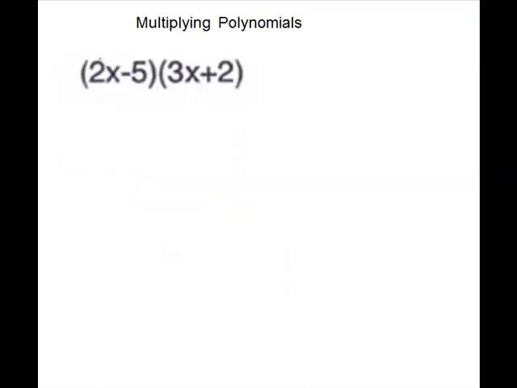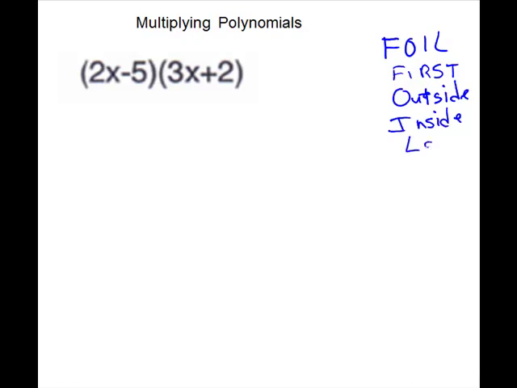Next, we have a binomial times a binomial. You could just distribute twice, or you can use what we call the FOIL method. F is first, so multiply the first terms. Outside, inside, and last. Right, so the first term in each one is 2x times 3x will be 6. For your x times x, remember to add the exponents, 6x squared.